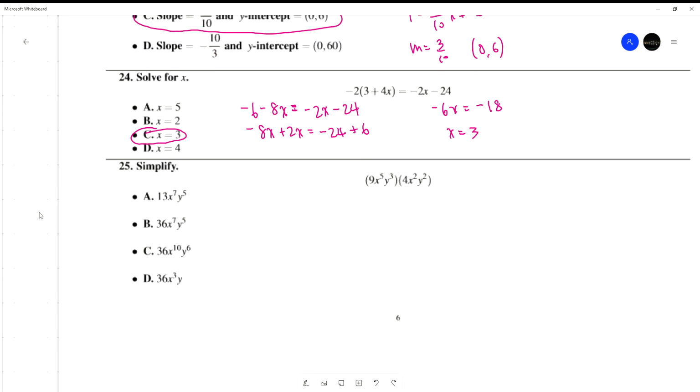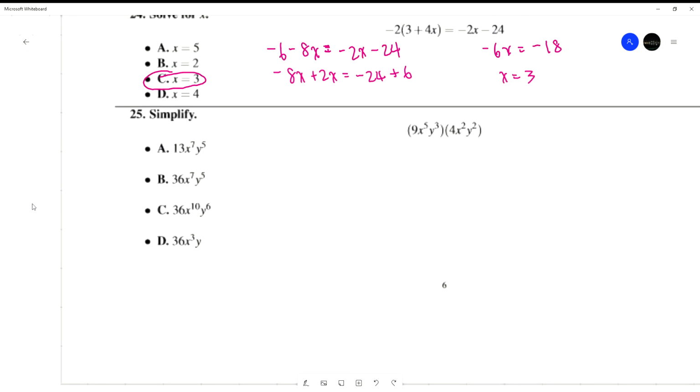Last but not least, number 25, we're using the laws of exponents here. I look within each set of parentheses, and there's nothing to really simplify there. So now I multiply using the product rule of exponents. 9 times 4 is 36, and then x to the 5 plus 2, y to the 3 plus 2. So that's 36 x to the 7 y to the 5th. B.